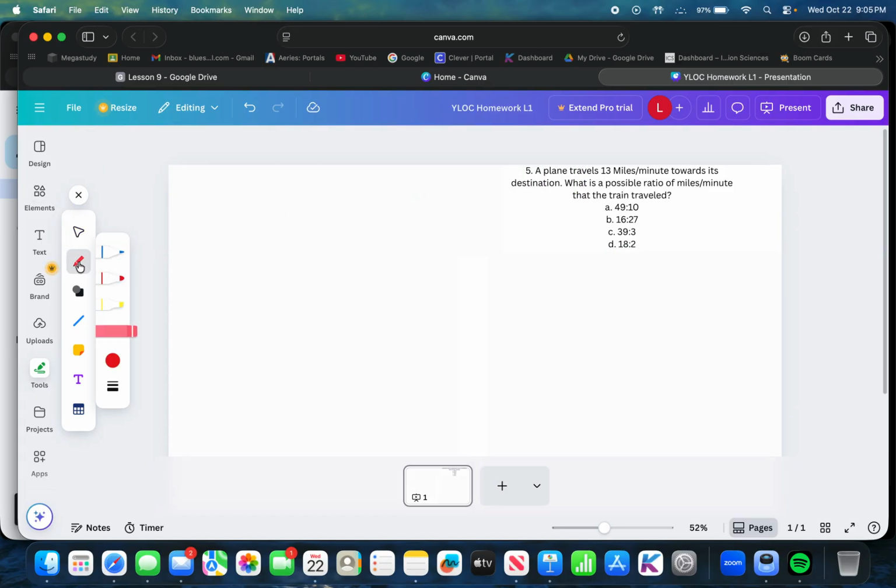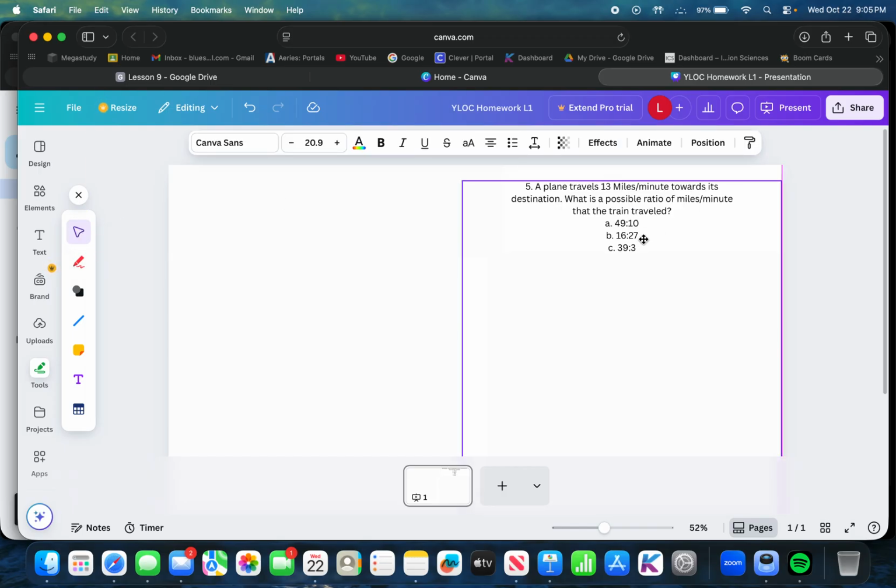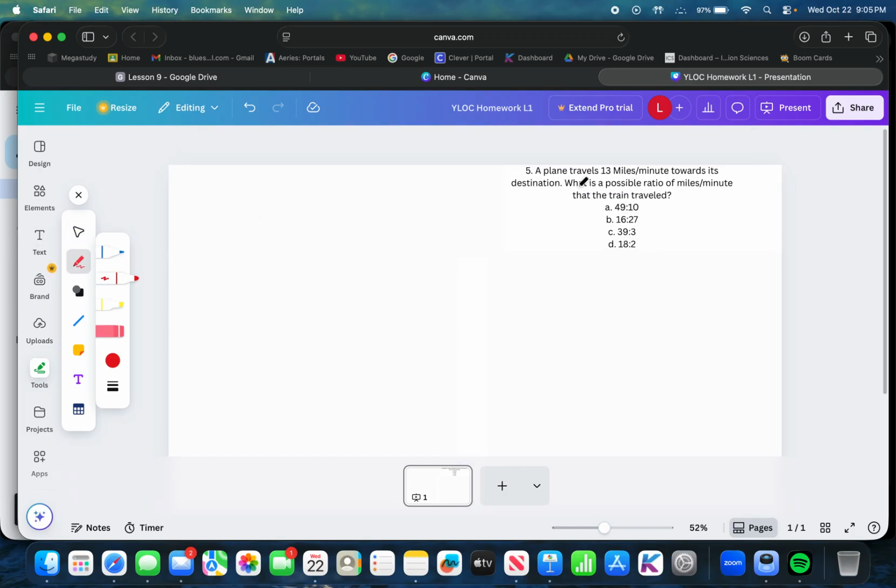A plane travels 13 miles per minute. That's really fast. What is a possible ratio of miles to minutes that the plane traveled? There should be more info. Well, I'm assuming that they're proportional. We know it's not D, B.